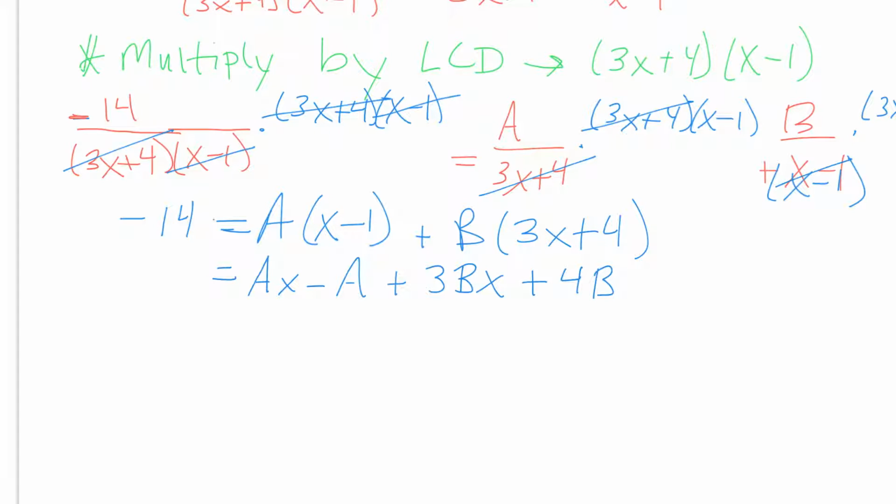Then my next goal is to collect everything that has an x and everything that doesn't have an x. So I'm going to group together. This A has an x with it, and this term has an x, so these two I'm going to move together. I'm going to group together my Ax plus 3Bx. And then I'm going to group together my constants. So I have my negative A and my positive 4B.